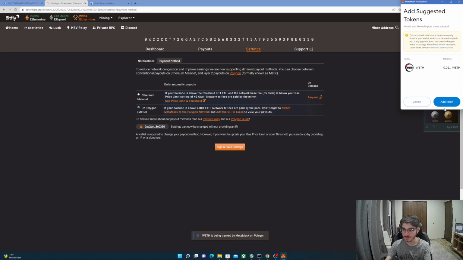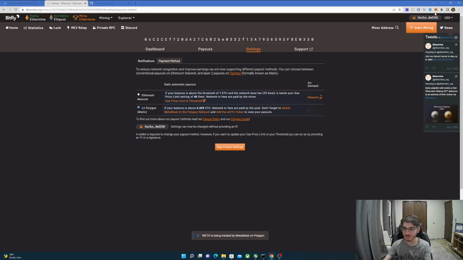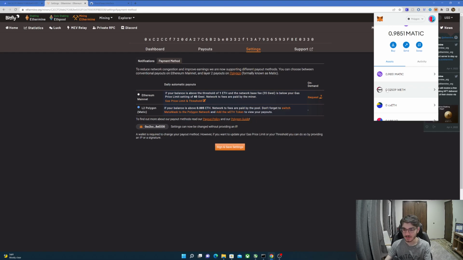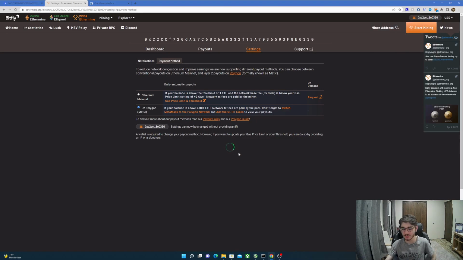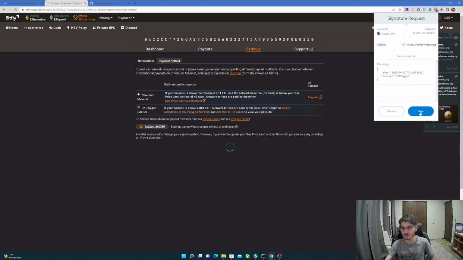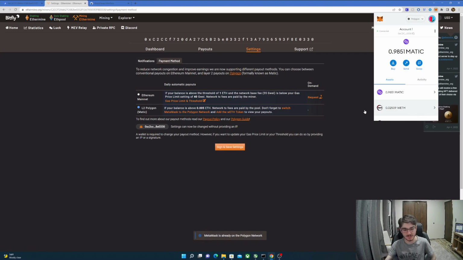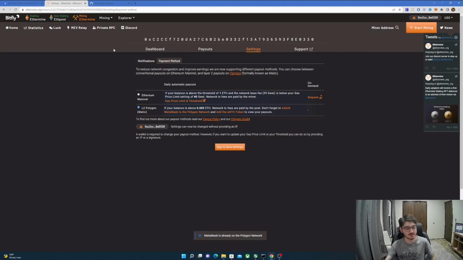Okay, so you can add token. Now this token right here may look like this, or it may look something like this. It may have an Ethereum sign and ERC20 written on it. It's all the same thing. When you've done that, you can sign and save settings. Pretty slow on here. There we go. So you sign the signature. It doesn't take any gas fees, it's just saving your settings. Okay, so once you've set this, you should be able to get paid out on layer 2.